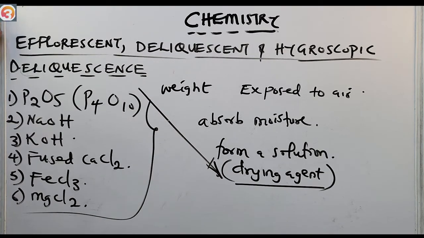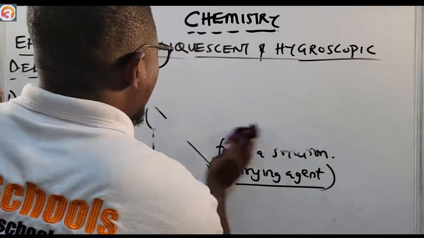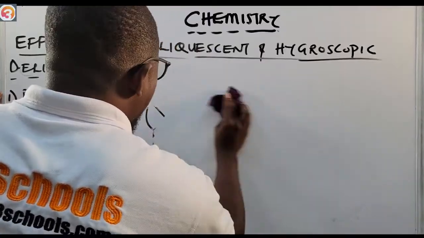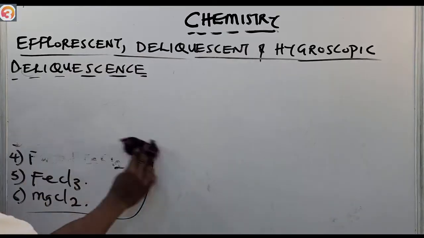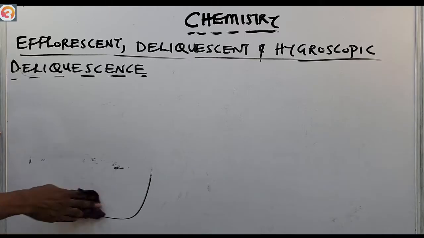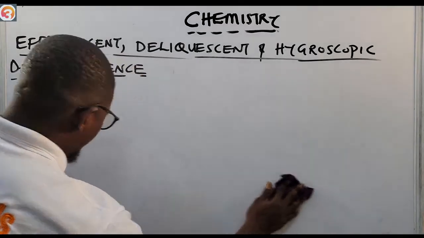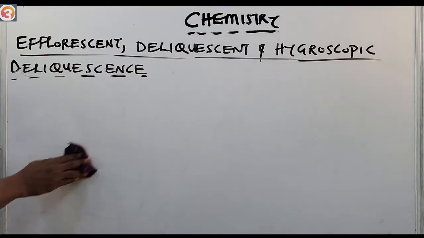Now let's look at hygroscopic substances, the last one we are talking about today. Hygroscopic substances are just like deliquescent substances. They absorb moisture from the atmosphere when exposed.